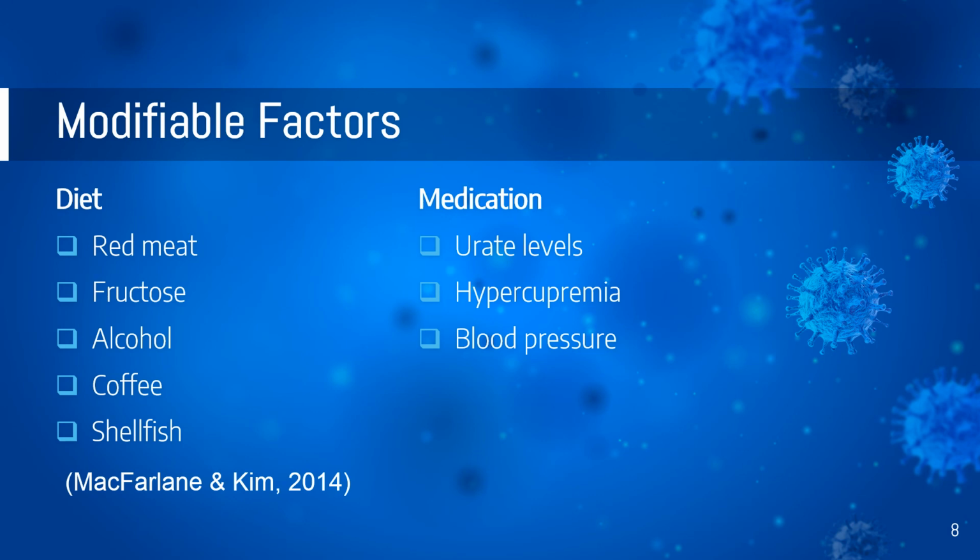These are the modifiable risk factors. They are diet and medication. There are certain foods that can give a patient a higher urate level and lead to gout. Foods such as shellfish, organ meat, alcohol, and coffee are all the biggest causes. Medications that will give a high urate level or lead to hyperuricemia and or raise blood pressure will also give a patient a higher level of gout.